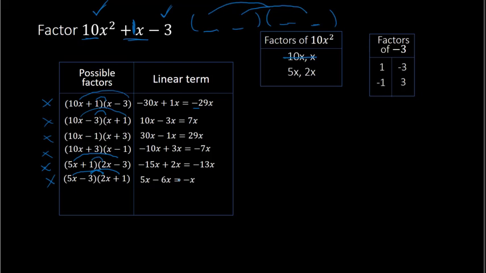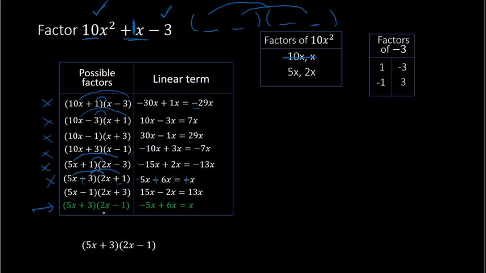But since we see that the sign is the only thing that's different, if we just change this to a positive 3 and negative 1, then this becomes a negative 5x and positive 6x, which would give me a positive x. And we see that right here for the last one. That is what would happen. So my factored form would be 5x plus 3 times 2x minus 1. So it's a lot of work to trial and error, but you can kind of pick up on some shortcuts to eliminate different possibilities.